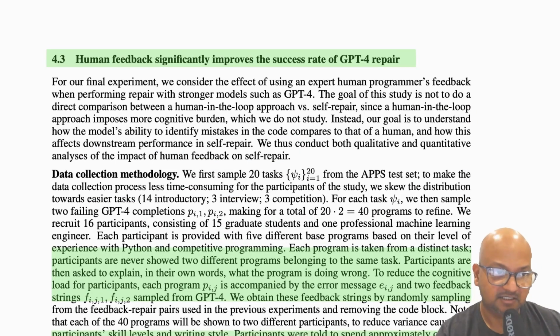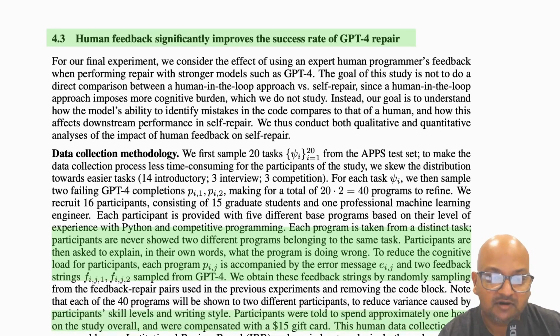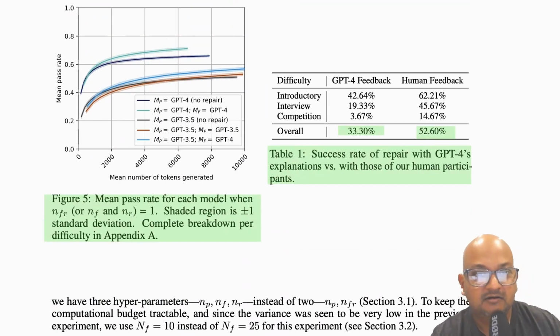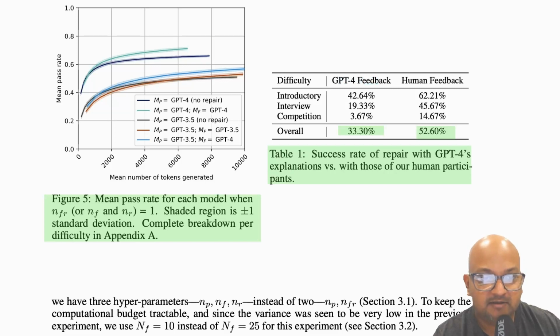Now here's an interesting twist in this paper. The authors ask the question, what if we use humans instead of the feedback model? So if you give humans the initial code suggestion and what broke, and ask human programmers to then generate explanations for why that program is failing, and then use that to feed it back into the code model again, how does that perform? And that's exactly what they did, and they found that human feedback actually outperformed feedback from GPT-4 by a huge margin. So in this table, you see that the overall success rate with GPT-4's explanations was only about a third, whereas with human feedback, it was slightly more than half.